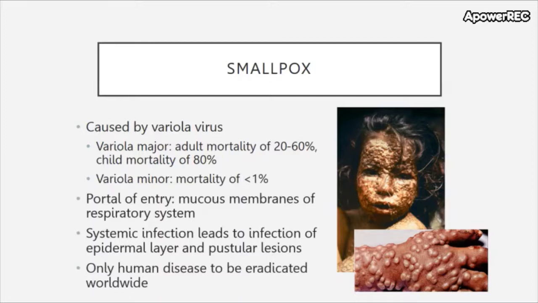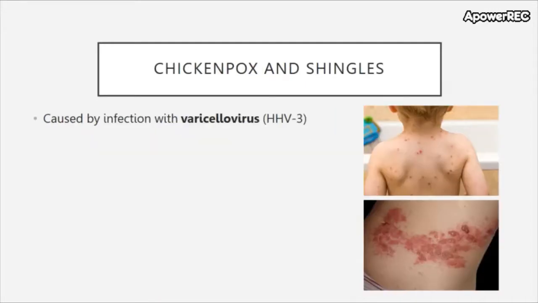So this is the only human disease that has been completely eradicated worldwide through the use of vaccines. Polio is very close and now only exists in Pakistan and Afghanistan. Next up is chickenpox and shingles. They both come from the same virus. It's caused by varicella virus HHV3.